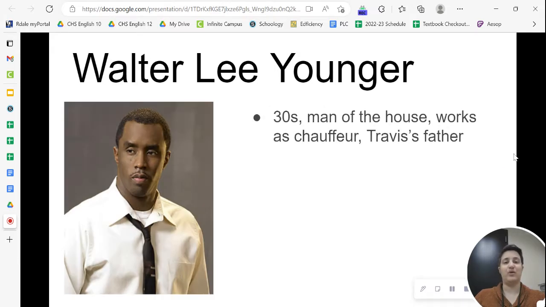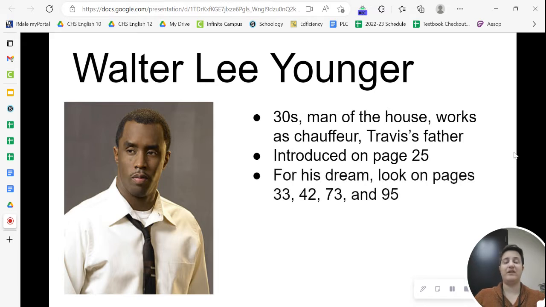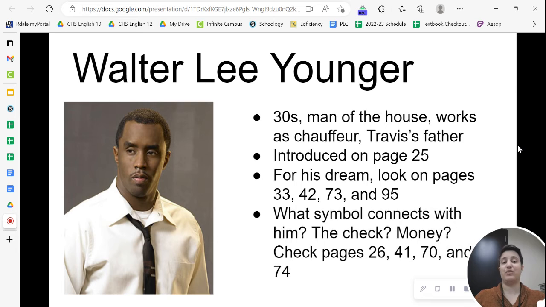Next is Walter. Walter is in his mid 30s. He is, or at least likes to think of himself as, the man of the house, and he works as a chauffeur, although he is not satisfied with that job. He's Ruth's husband, Travis's father, and Beneatha's brother. He's first introduced on page 25. For his dream, you can find some good examples on pages 33, 42, 73, and 95. There are multiple symbols that could work for him: the check, money, other things as well, the liquor store itself. Think about pages 26, 41, 70, and 74.